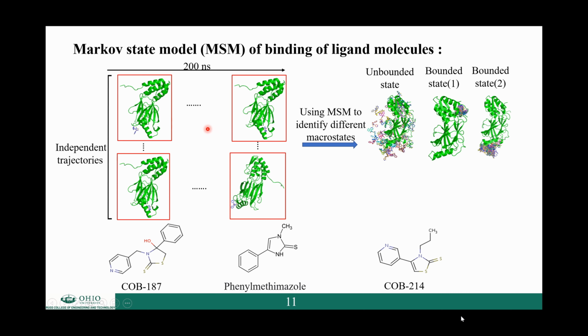To study the Markov state model on the IRF3 protein, we ran multiple independent trajectories for each ligand molecule suggested by our experimental collaborator, these 3 molecules. Each of these trajectories is 200 nanoseconds long. Then we use the Markov state model, as I mentioned, to find the unbound and bound states by combining all these microstates together.